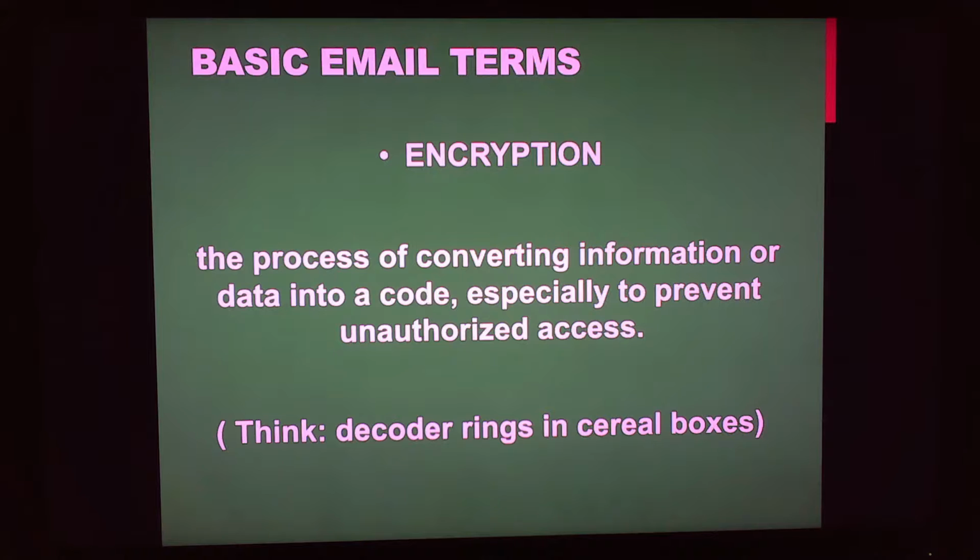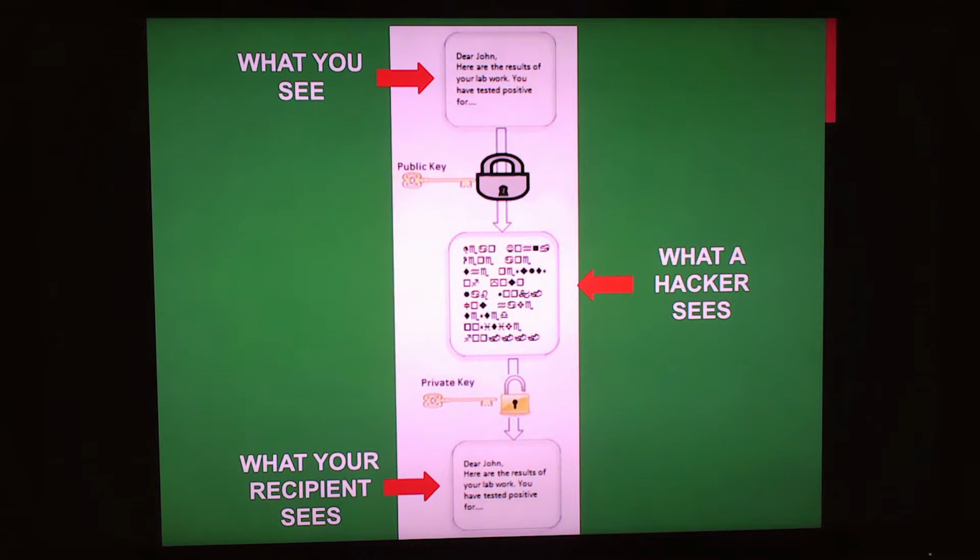Encryption is simply the process of converting information or data into a code, especially to prevent unauthorized access. If you think of the old decoder rings that you might have found in a cereal box, this is what it looks like. What you see and what your recipient sees is different from what a hacker sees. If your email is encrypted, they're going to get a bunch of gobbledygook, hopefully. Hackers are smart. They can do decryption themselves, but most email providers, email clients provide encryption with your email, so it's pretty secure. Just don't let people accidentally get into your inbox and then take over your identity.